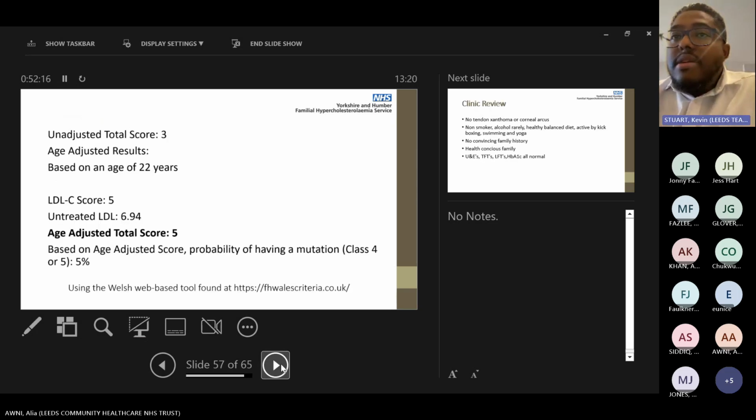So even though her unadjusted score was 3, based on her age, her untreated LDL score was now 5. So the total age adjusted score was 5. So we normally trigger testing at a score of 6. But in this case, the MDT thought we should do testing as the LDL cholesterol and total cholesterol was in that pattern. Next slide.